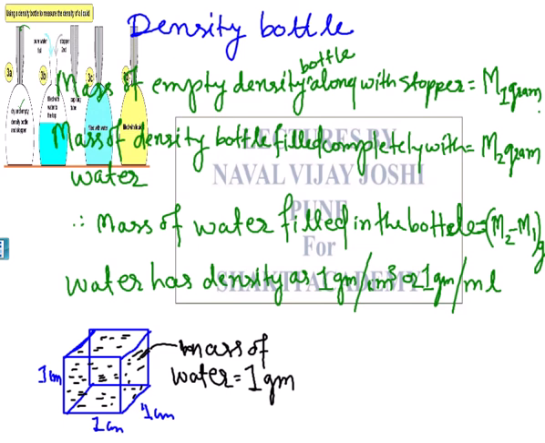What is the benefit? The benefit is that whatever be the mass of water filled completely in this bottle automatically gives you the volume of the water, or indirectly you can say the volume of the density bottle itself. Is it clear to you now? We can do this only due to the special property of pure water, that it has the density 1 gram per ml.